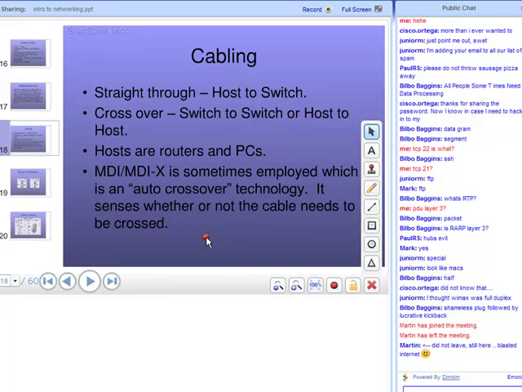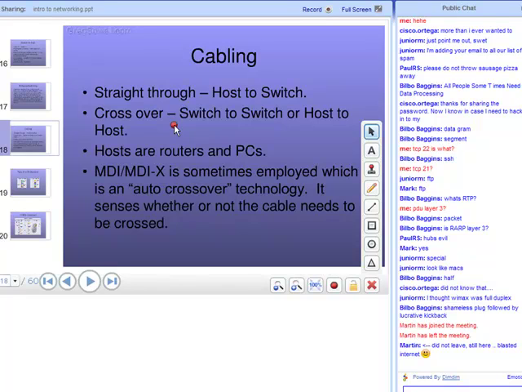Cabling. We'll just talk about that really quick. Everybody knows what a straight-through cable is. That's what you connect your PC to a switch with. Everybody's heard of a crossover cable, but when do you use it? Switch to switch, host to host. A router is considered a host. So a router and a PC appear the same to a switch. So router, crossover cable; host to host, PC to PC, crossover cable; switch to switch, crossover cable.